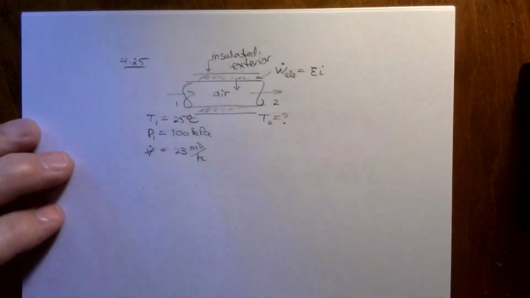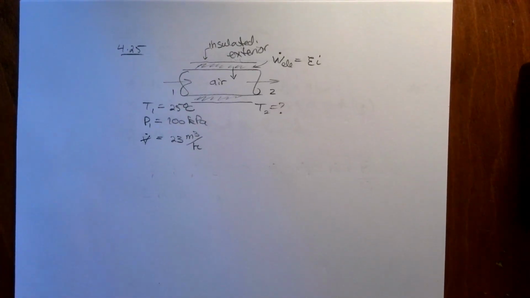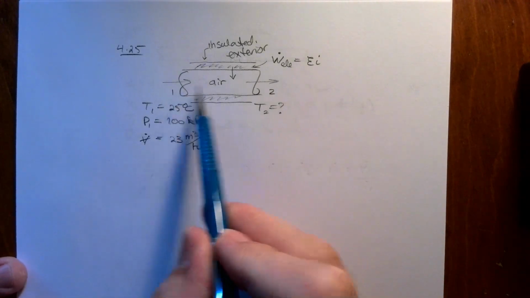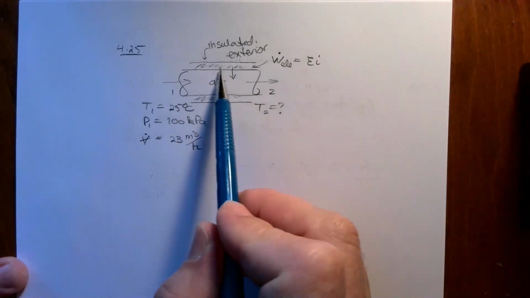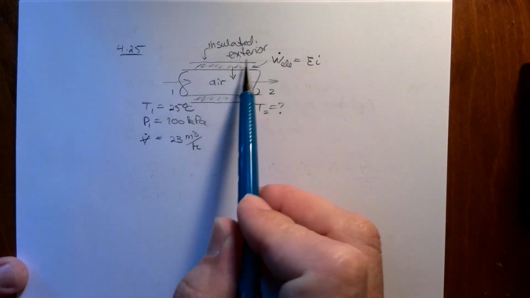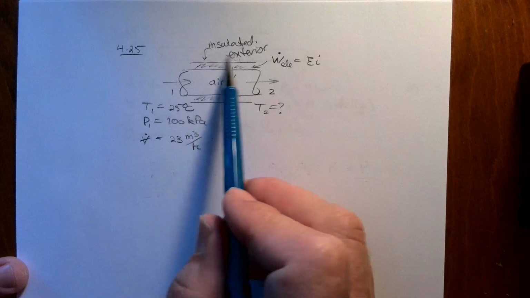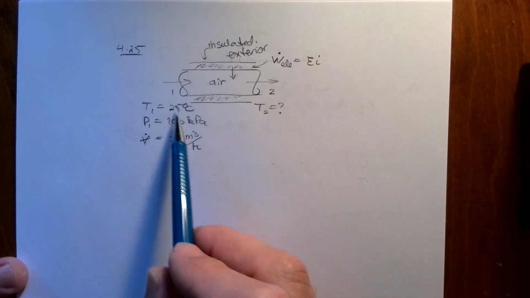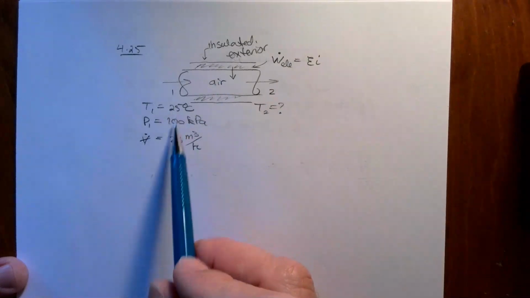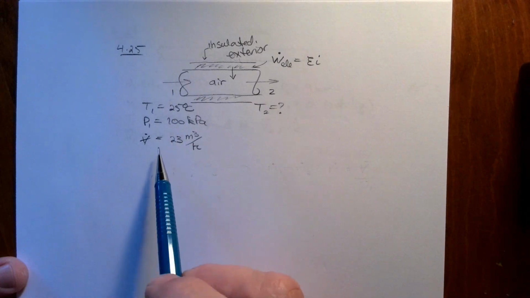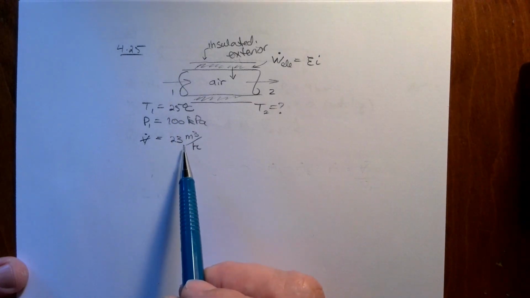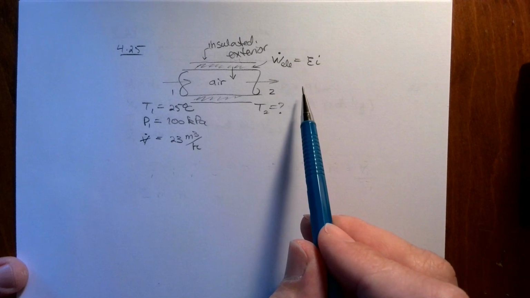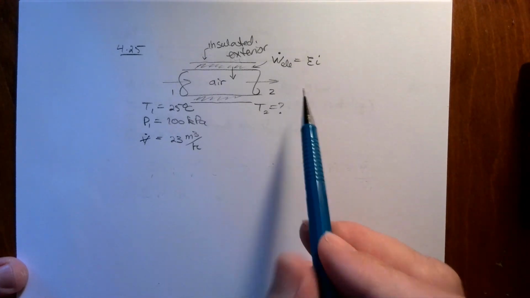So for example, problem 525 is effectively a hair dryer. Air enters a duct. On the edge of the duct there is an electrical heater. The exterior is insulated. They give us information as the air comes in, the temperature and the pressure, and they even give us a volumetric flow rate. And then they don't give us any information at the exit, they just ask us for the exit temperature.